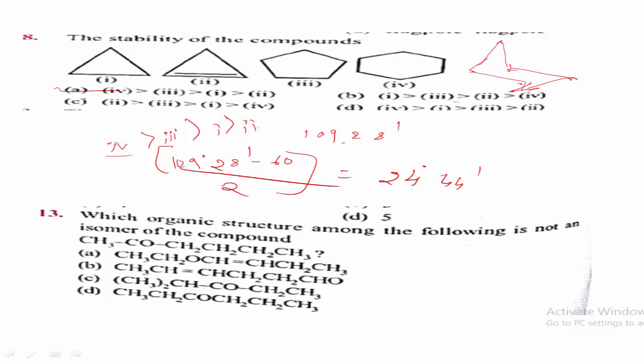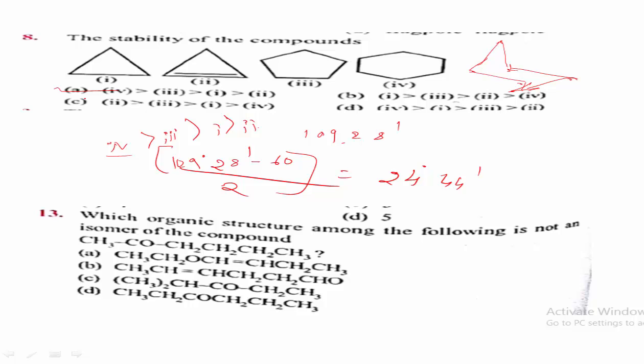Question number 13. Which organic structure among the following is not an isomer of the compound? Okay students, first observe the given compound and its molecular formula, and write it down separately. Then observe the given options. Whichever follows the same molecular formula is an isomer of the given compound, so it is not your answer.